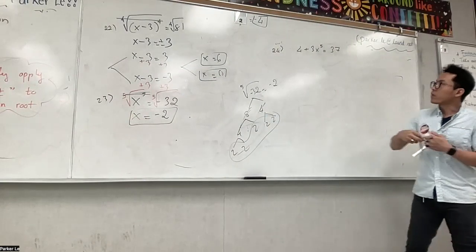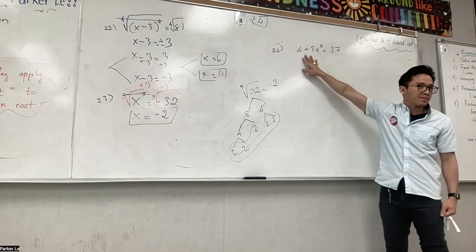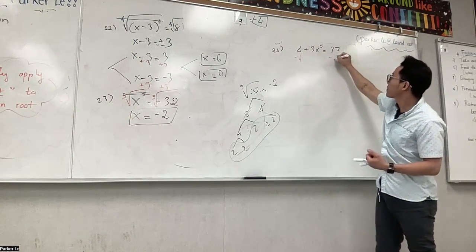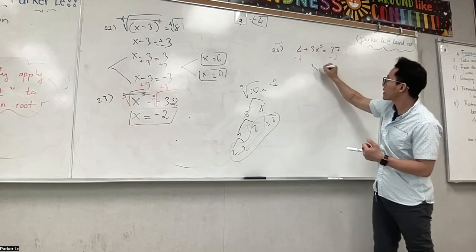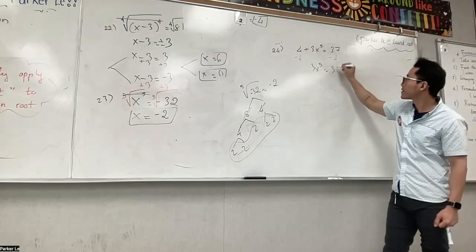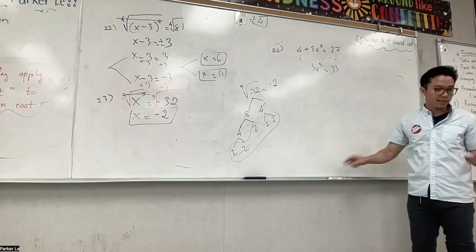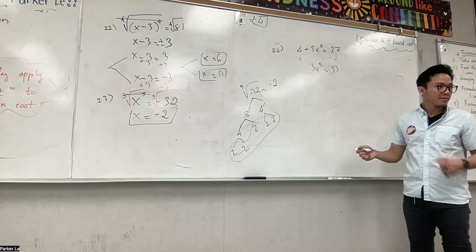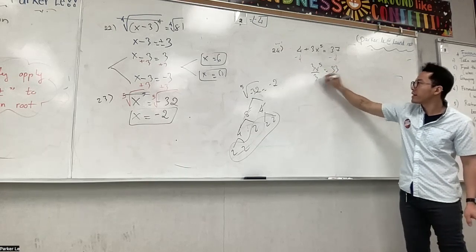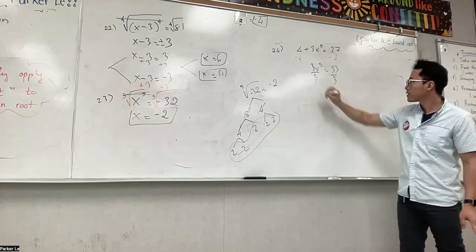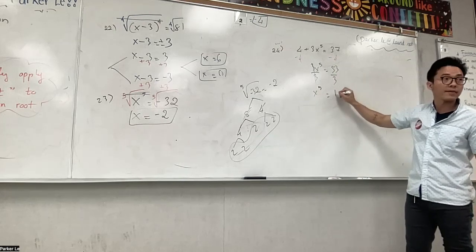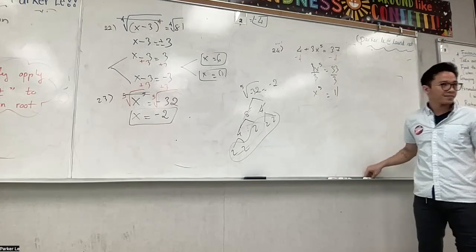Okay. So what term are you gonna get rid of first? 4. Yeah. How can you get rid of 4? Minus 4. So I have 3x to the fifth equal, what is 37 minus 4? 33. Right. Now what next? Yeah, cancel the 3. How? Divided by 3. Very good. So now I have x to the fifth equal to, what is 33 divided by 3? 11.